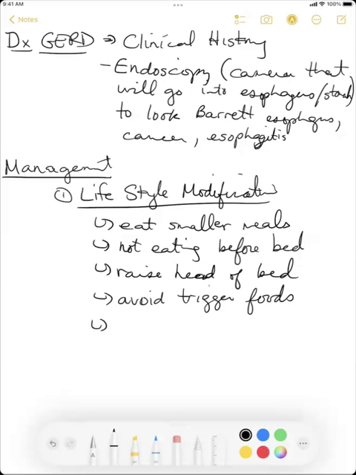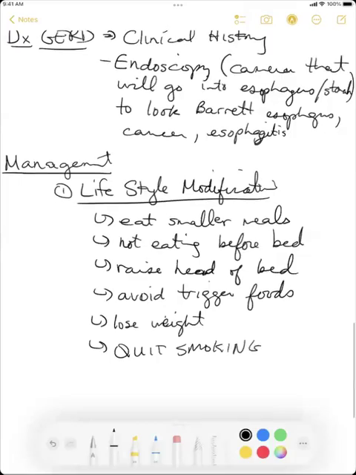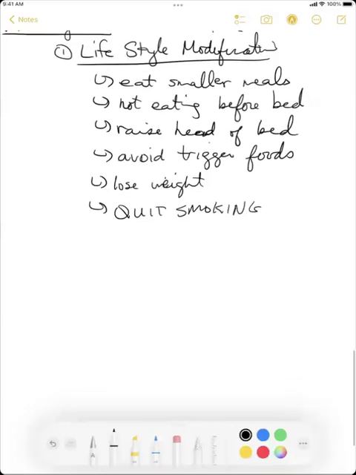Because obesity was part of a risk factor for developing GERD, losing weight can be helpful. And quit smoking. All of those things are really helpful in helping manage GERD.